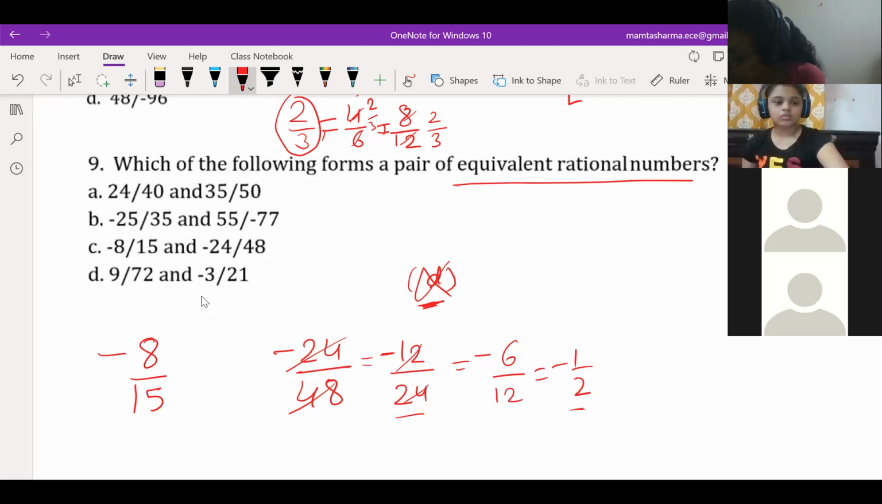Ma'am, the B one. Because A will also not come, so only B is the correct option. Yes, B is the correct option.